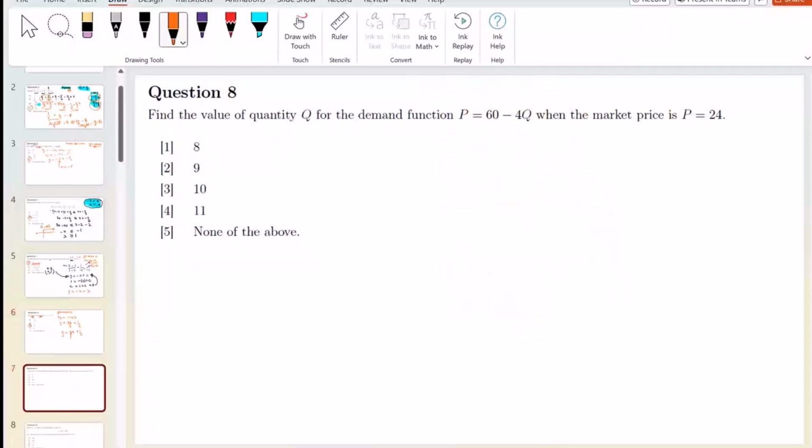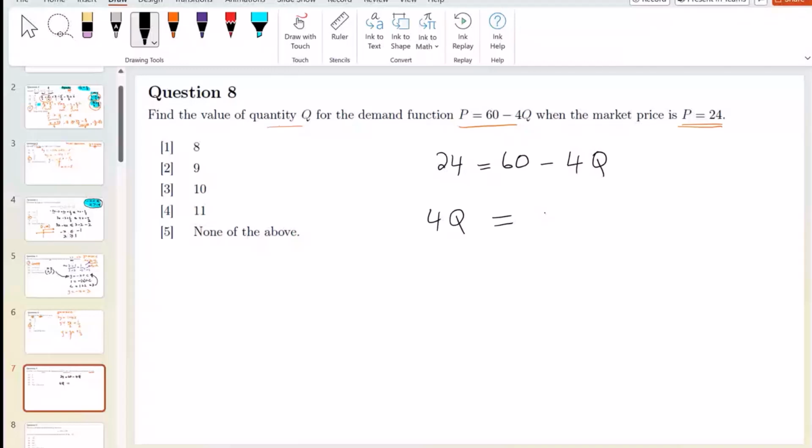Here they say find the value of quantity for the demand function when the market price is this. So now we need to find the value of quantity of a demand function. Here it is just a concept of substitution, really. The market price is 24, so you just substitute. You say, I've got 24 is equal to 60 minus 4Q. So 4Q is going to be equal to 60 minus 24. This is a straightforward question which you just have to substitute.